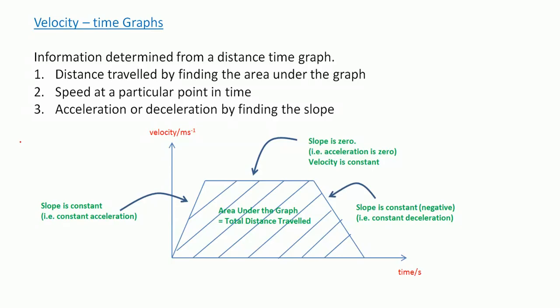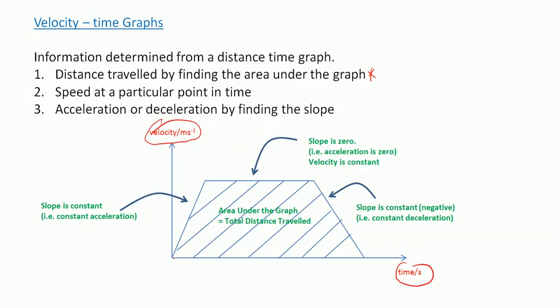Now let's look at velocity time graphs now. Now from a velocity time graph, you can determine several pieces of information about the motion of an object. The first thing we can determine is the distance traveled by an object. So let's say we have a velocity time graph here. So we have velocity on the vertical axis and we have time on the horizontal axis.